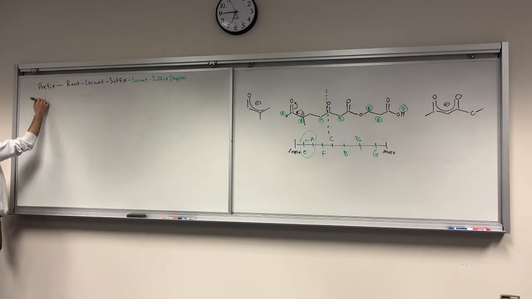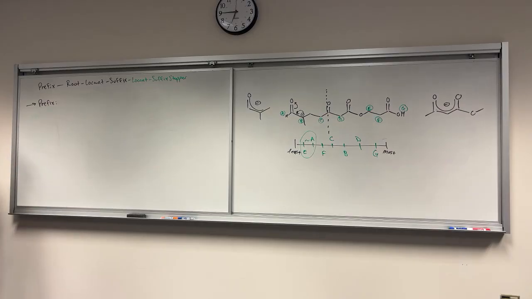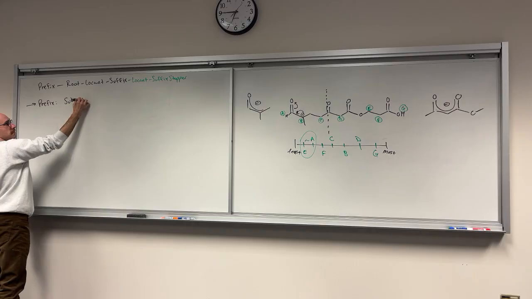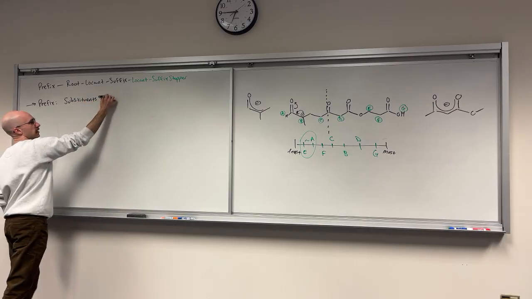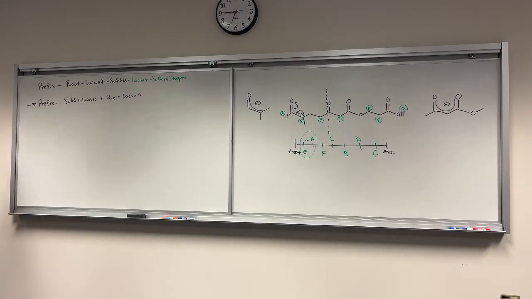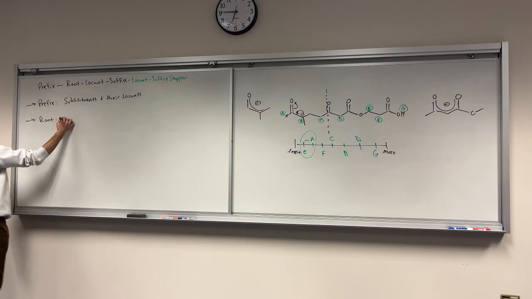The prefix, I think you guys have all gotten pretty familiar with. These are the substituents on the chain and their locants. So something like saying para-bromo-nitro, that's the prefix, benzene is the root. Or saying 3,3-dimethyl, that's the prefix. The root, I think you guys have all gotten pretty familiar with.